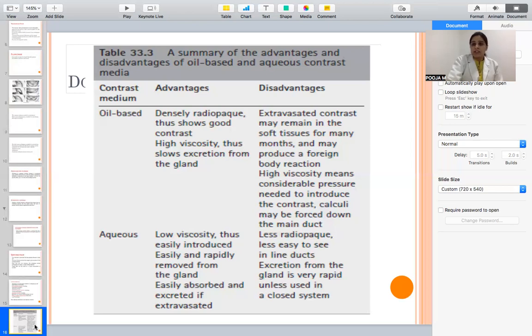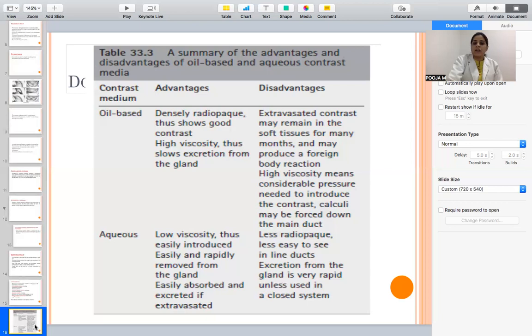Coming to the advantages and disadvantages of the aqueous contrast medium. The advantage of this aqueous or water-based contrast medium is that it has low viscosity. Because of its low viscosity, it can be injected easily within the duct, it can be excreted very rapidly from the gland, and it is also easily absorbed within the gland. So these are the advantages.